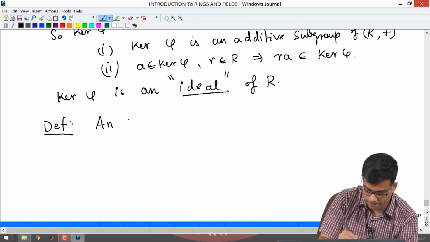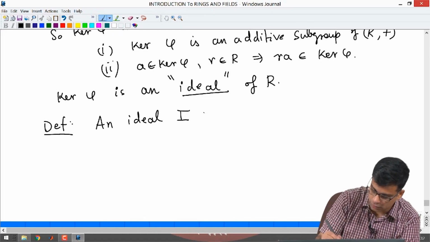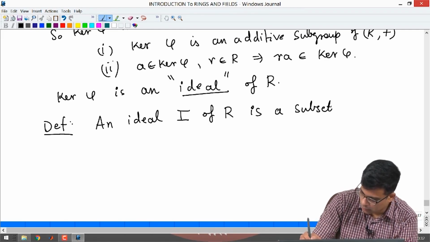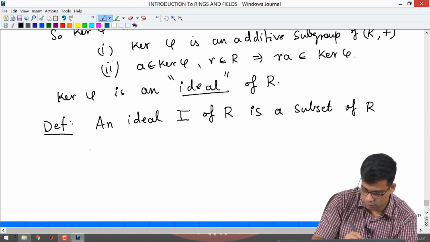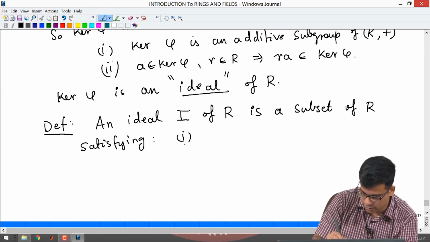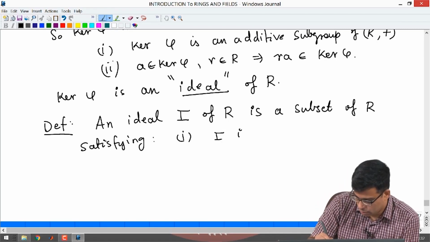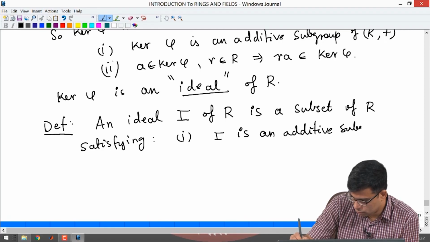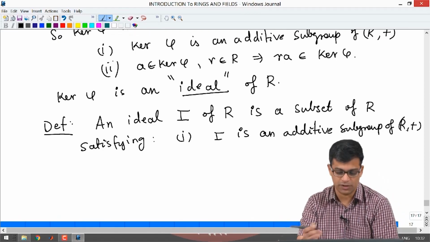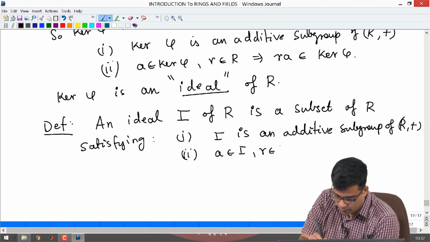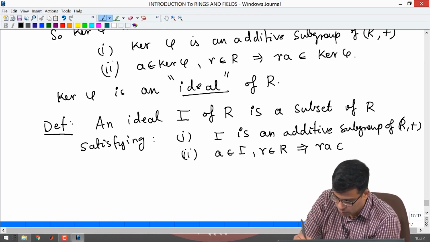So, an ideal I of R is a subset of R satisfying the conditions I wrote exactly. 1, I is an additive subgroup of R plus. So, in particular it is not empty, remember 0 must be in I. And 2, if you take an arbitrary element of I and an arbitrary element of the ring, the product is also in I.